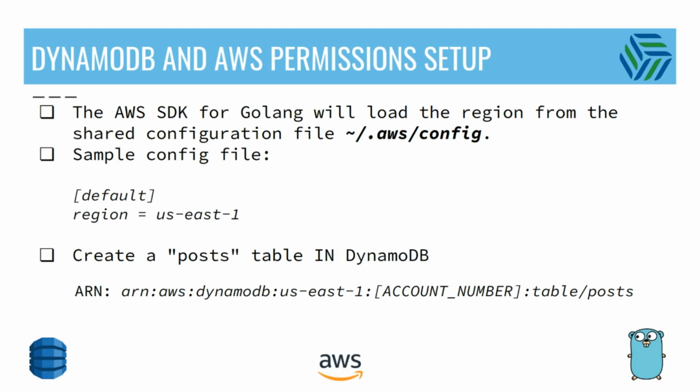Next, we need to create a posts table in DynamoDB, and this is going to be the ARN or Amazon Resource Name that includes the service, in this case DynamoDB, the region, the account number, and then the identifier, that in this case for DynamoDB is table/ and the name of the table.